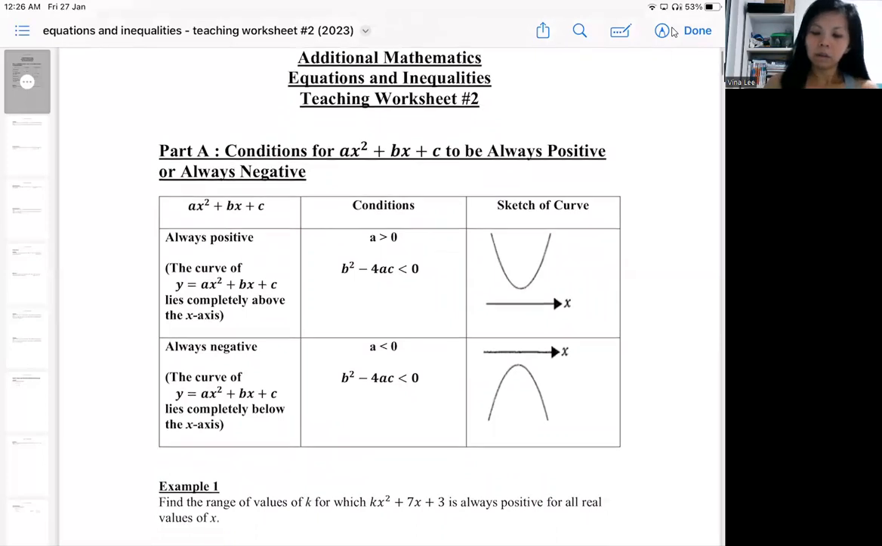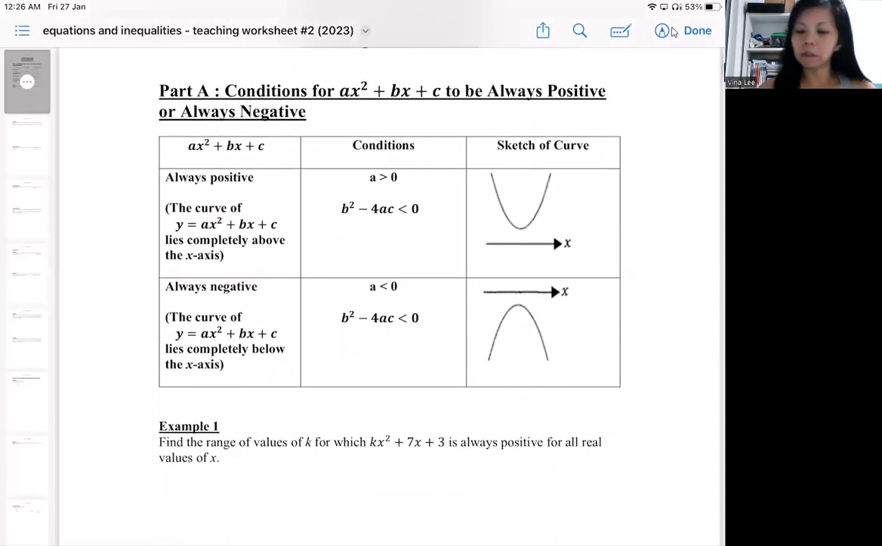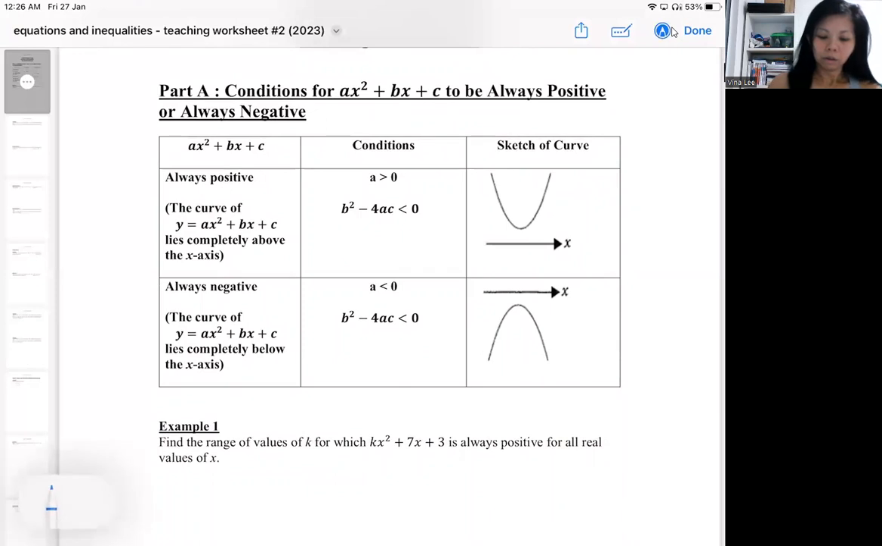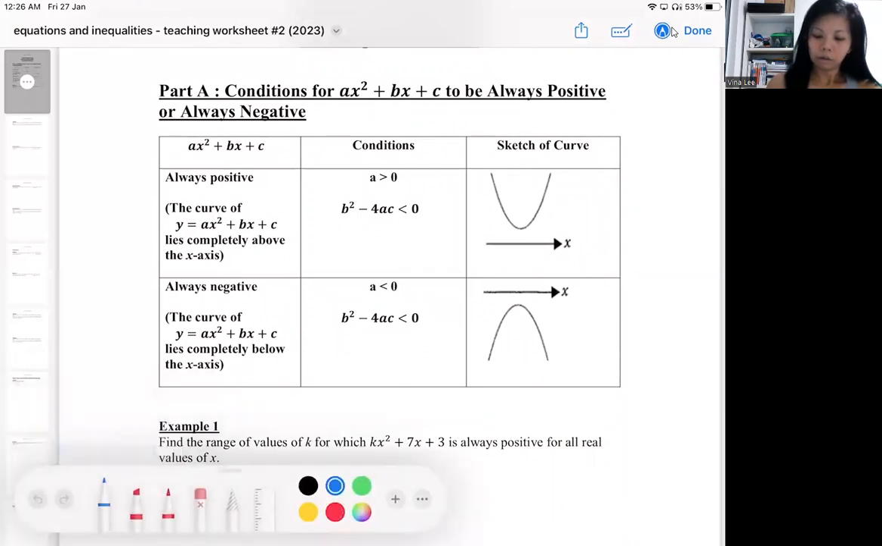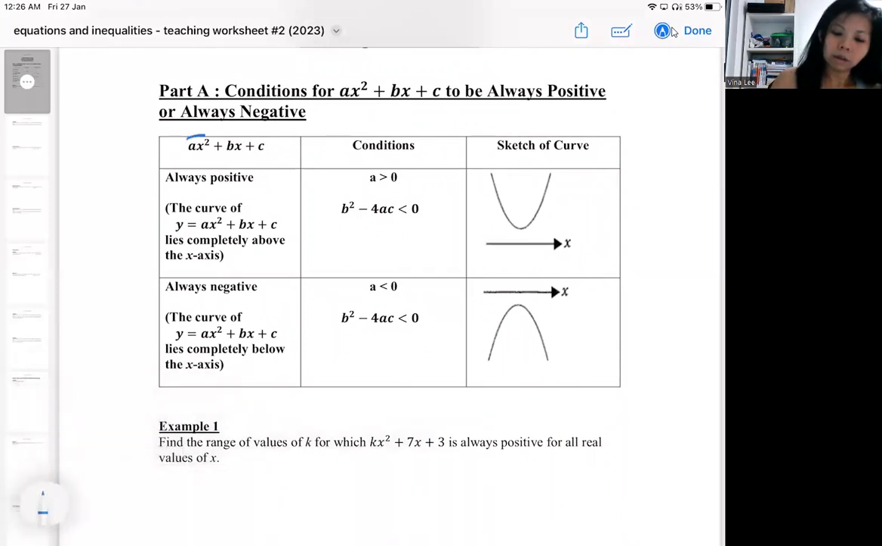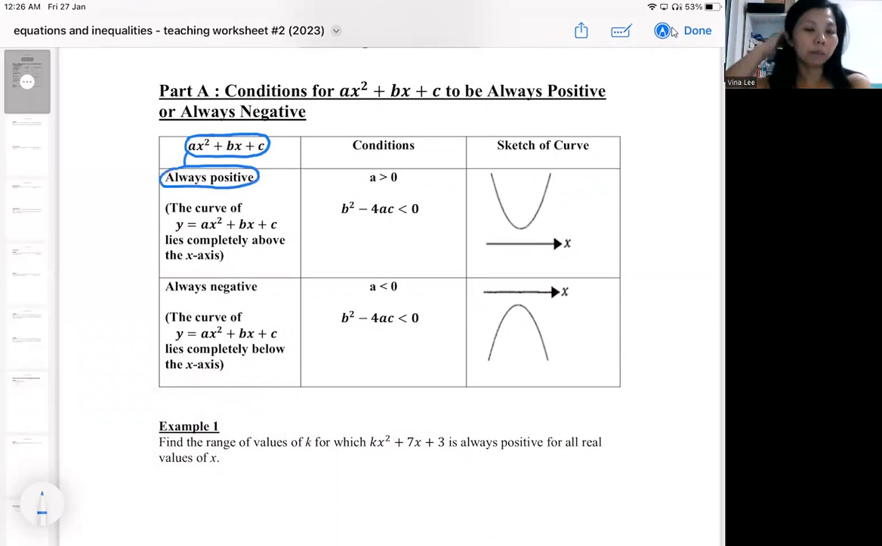This is always a very, very confusing idea. So, this is a quadratic function. When we say a quadratic function is always positive, it's different from the discriminant being positive. So don't get the wrong idea. I'm going to go slow.